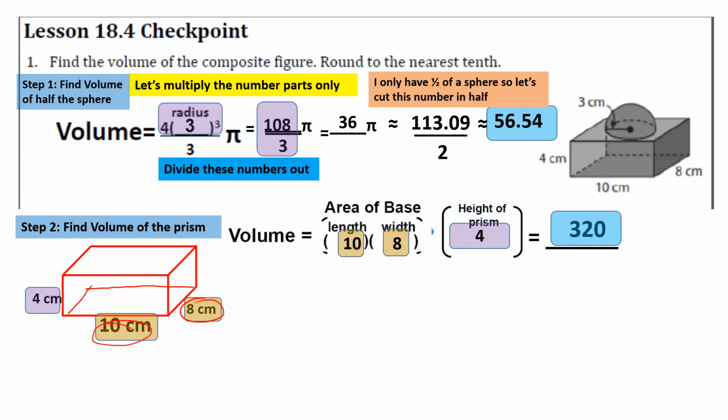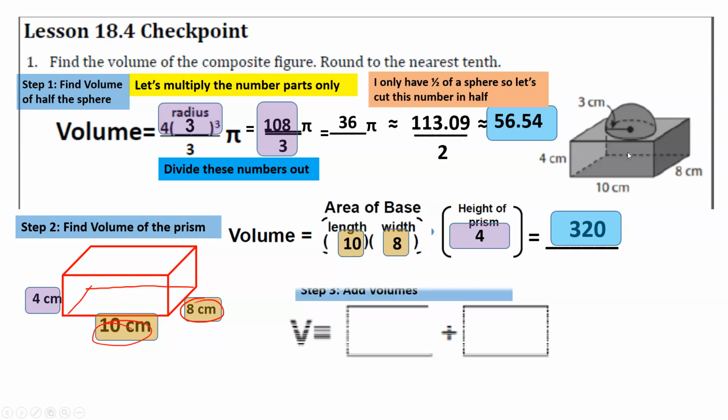And you're like, now what do I do? Do I subtract them like the last one? Well, since that hemisphere is on top of the box, we didn't take away, we actually put it on top, we added to it. So let's go ahead and add those volumes. Alright, hopefully you worked that out.